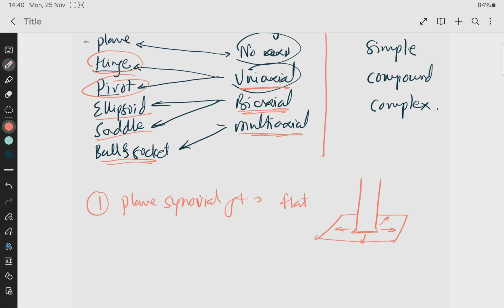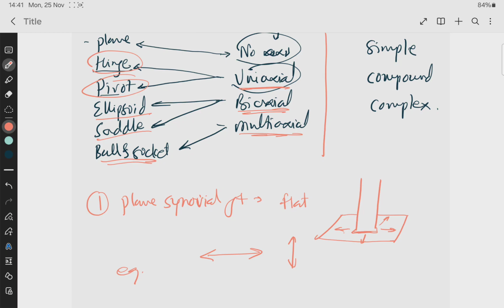So articular surfaces are flat and only side to side movement, gliding movement, or back and forth friction type of movement is possible. This type of joint is called a plain synovial joint. What are the examples of the plain synovial joint? The joints between the carpals, intercarpal, joints between the tarsals, intertarsal, the joints between intermetatarsals and intermetacarpals, and the joints between the articular processes of adjacent vertebrae, that is between the two adjacent vertebrae. That is also an example of plain synovial joint.